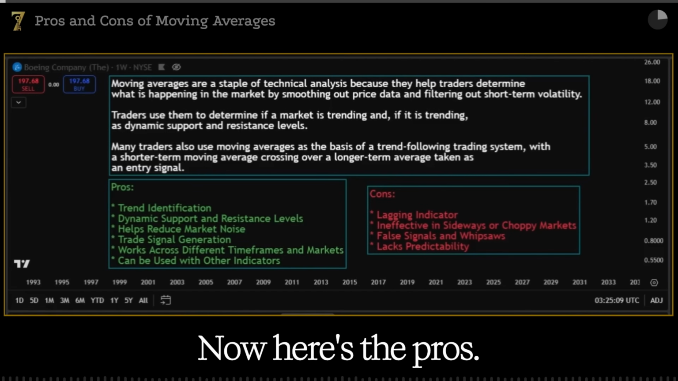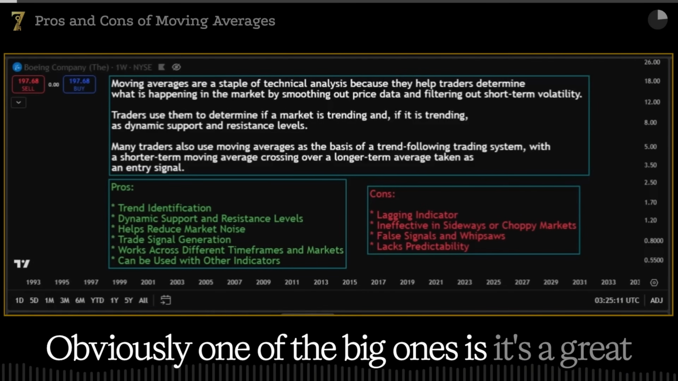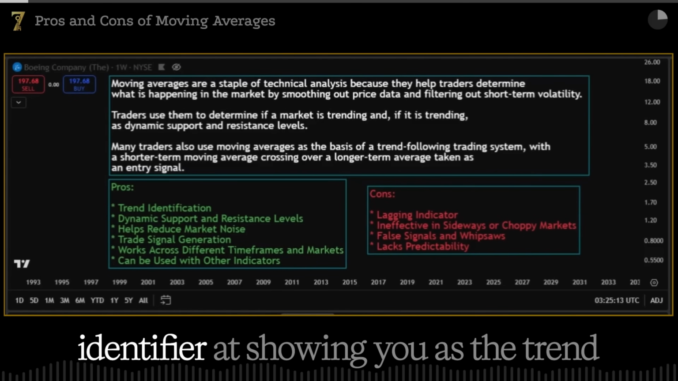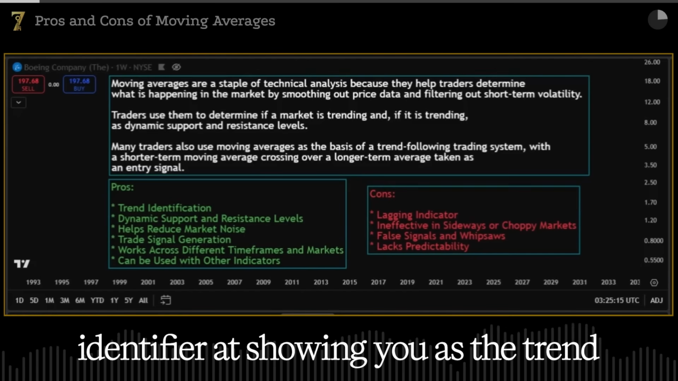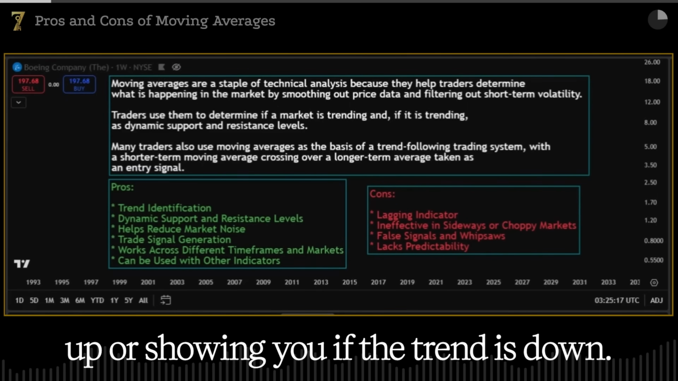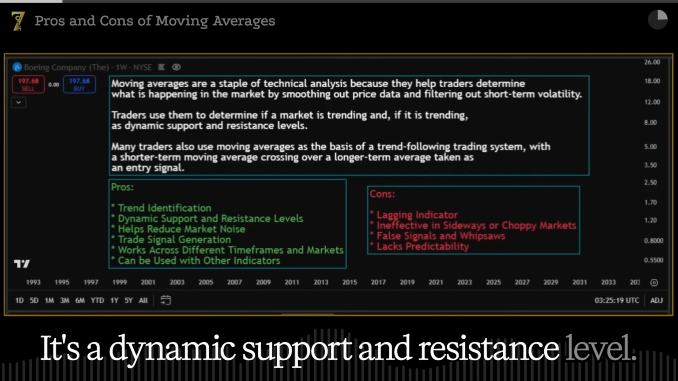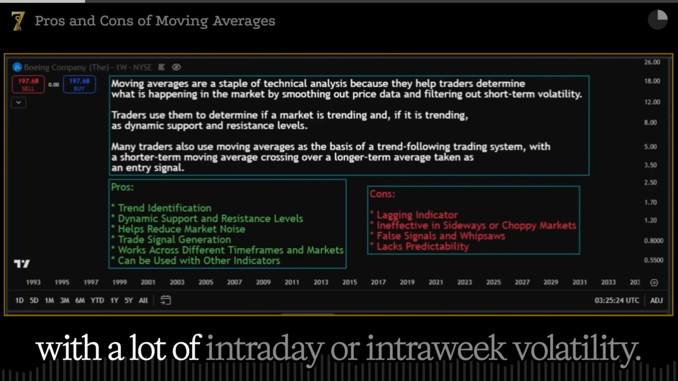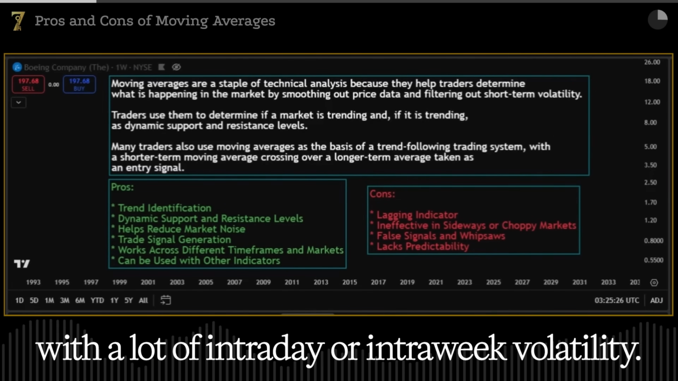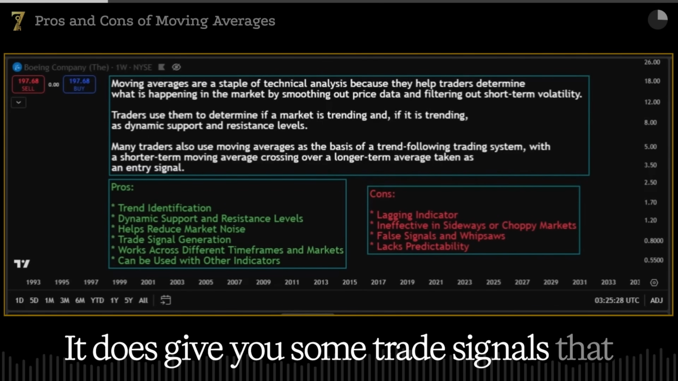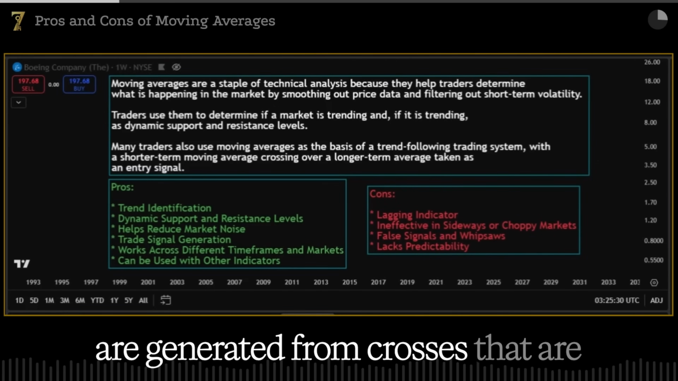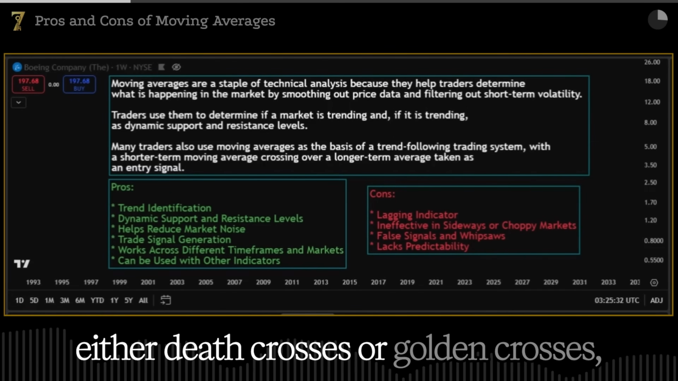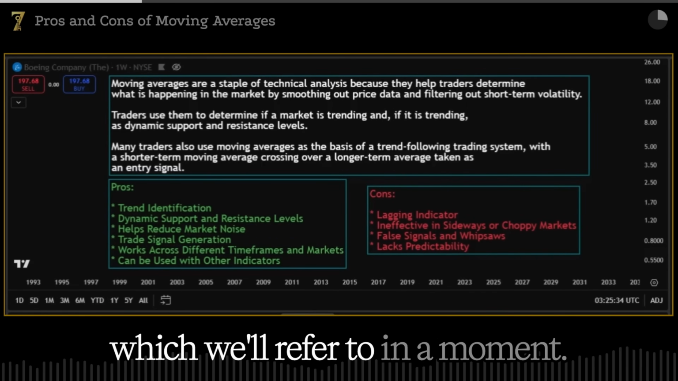Now here are the pros. Obviously, one of the big ones is that it's a great identifier, showing you if the trend is up or if the trend is down. It's a dynamic support and resistance level. It helps reduce a lot of that market noise from intraday or intra-week volatility. It does give you some trade signals that are generated from crosses that are either death crosses or golden crosses, which we'll refer to in a moment.